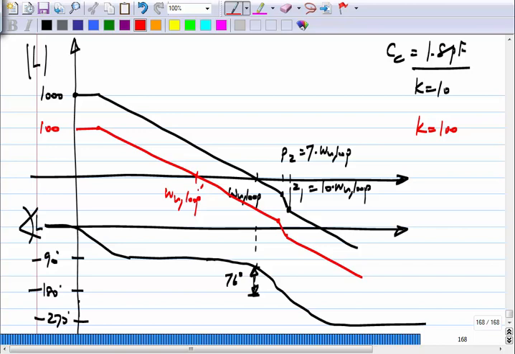What happens to the phase response? No, what's the phase curve, phase of loop gain? Same, it will remain exactly the same.